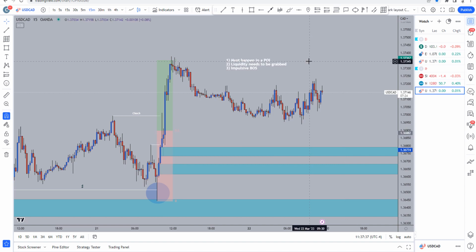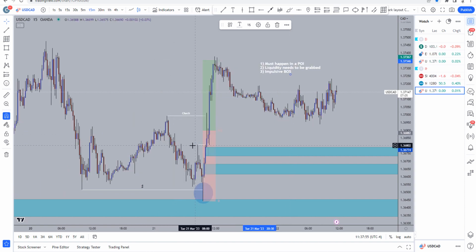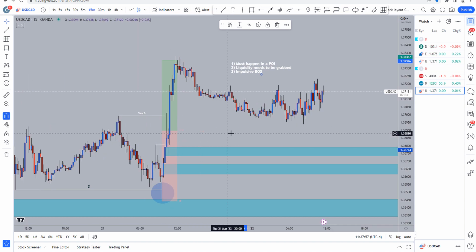So in order to sum things up, if you follow those 3 rules, so if your reaction happens in a significant point of interest, if there is liquidity which is being grabbed, and if you have an impulsive break of structure and change of character, then you are way safer to enter a trade compared to when you haven't checked those 3 boxes.